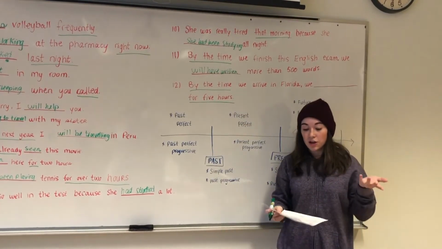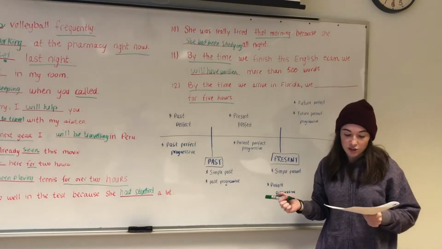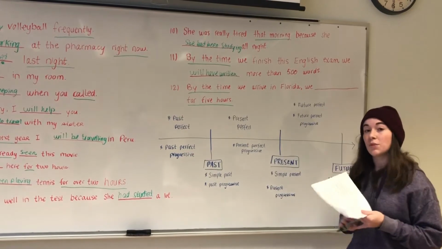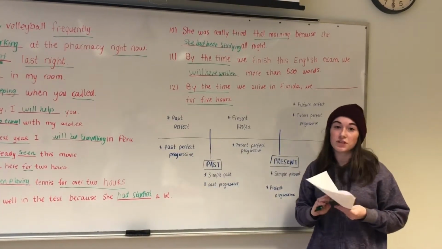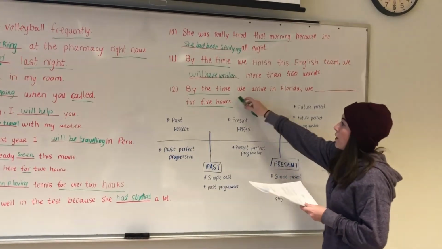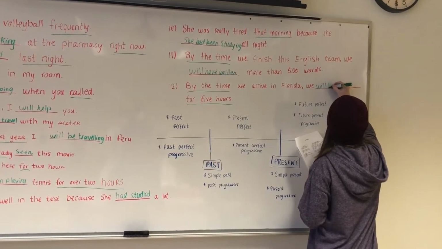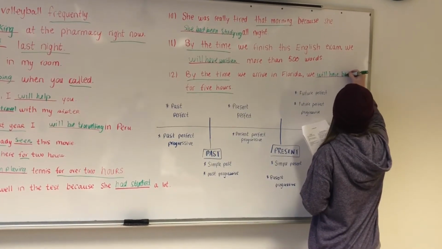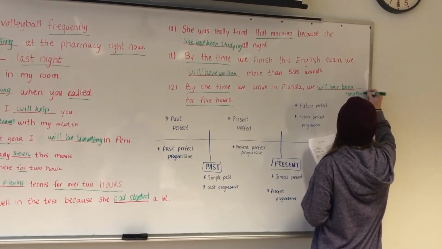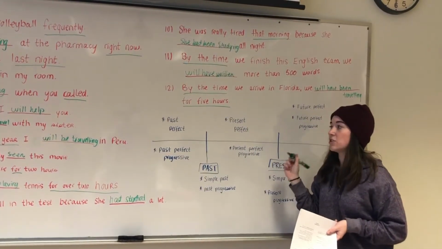For the future perfect progressive, we use it for a continuous action that will be in progress up until a particular event in the future. So the focus is on the duration of the action. In an affirmative sentence, the form is the subject plus will plus have plus been plus the base form of the verb plus ing. So here, by the time we arrive in Florida, we will have been traveling for 5 hours. So the focus is on the duration of the action.